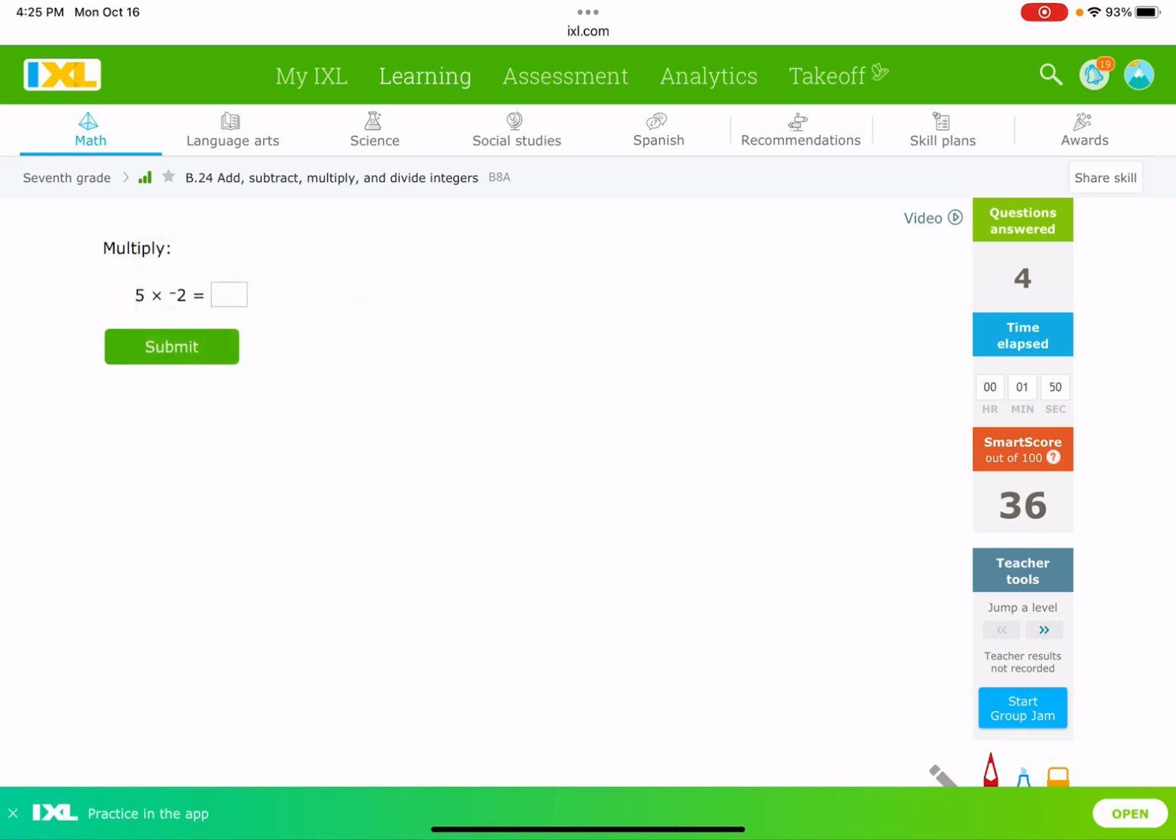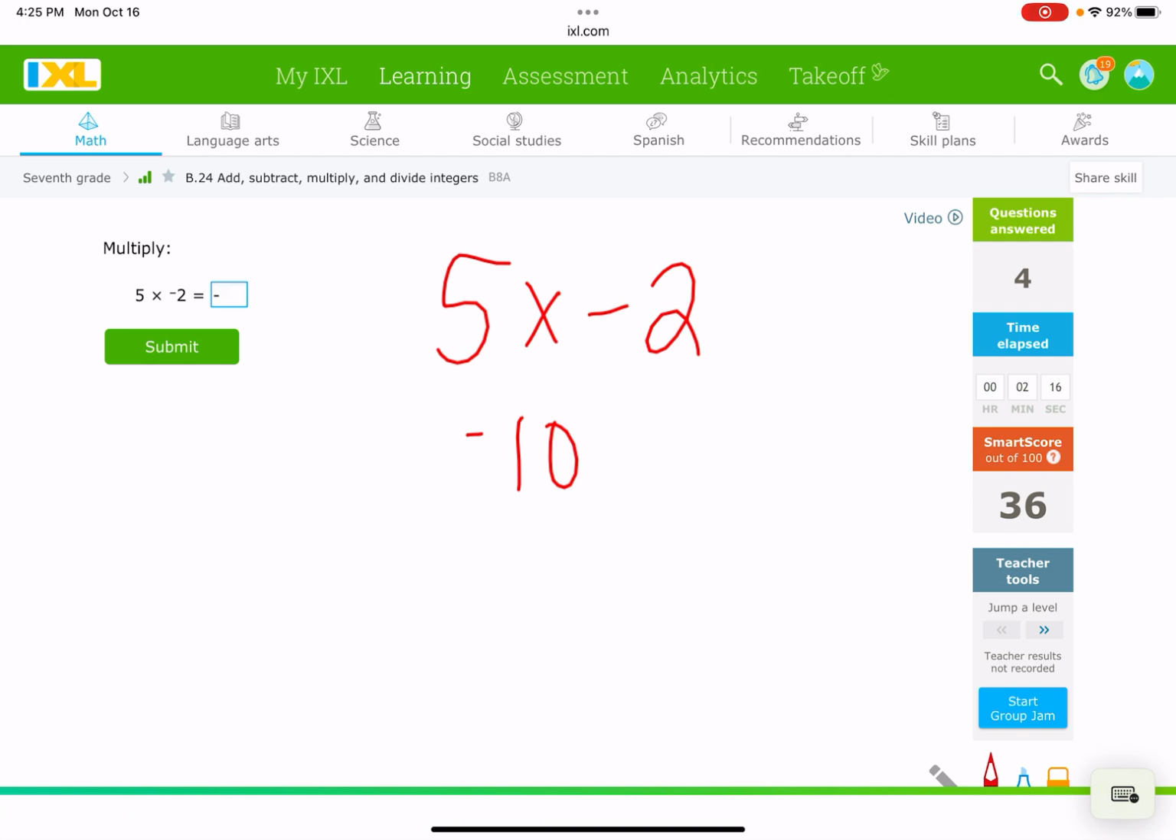Okay? This one, 5 times negative 2. This is skip counting. I'm taking negative 2 five times. So negative 2, negative 2, negative 2, negative 2, negative 2. And the way you can do that is you could say that's 10, because 5 times 2 is 10, but it's negative 2, so it'd be negative 10. Anytime you have 1 positive and 1 negative, when you're multiplying, your answer is going to be negative. When you're adding and subtracting, it's going to be a little bit different.